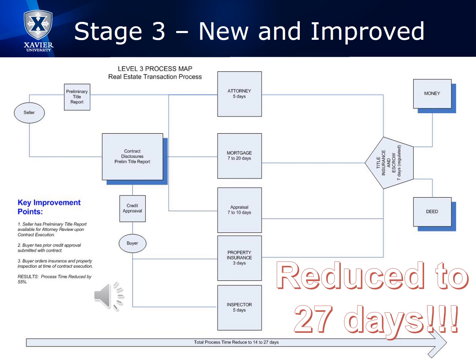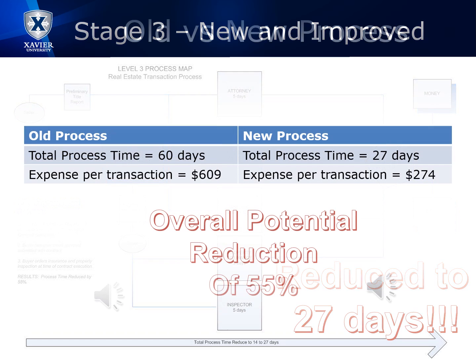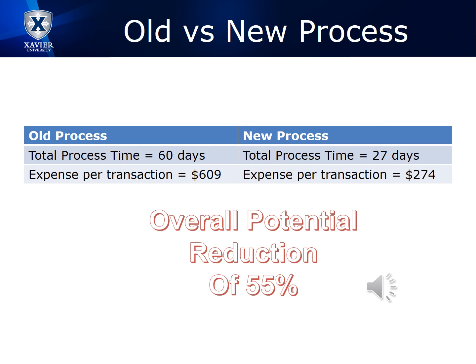The result is a new and improved process map. The result is estimated at a 55% reduction in processing time, reducing the overall process from 60 to 27 days. Applying the cost basis previously determined at $609 per transaction and calculating a 55% reduction gives us an estimated cost of $274 per transaction.